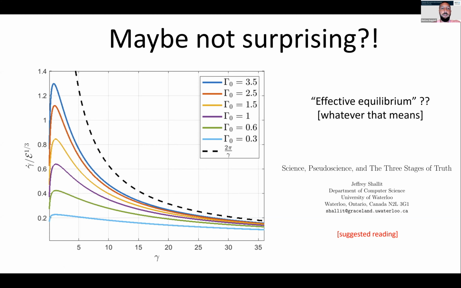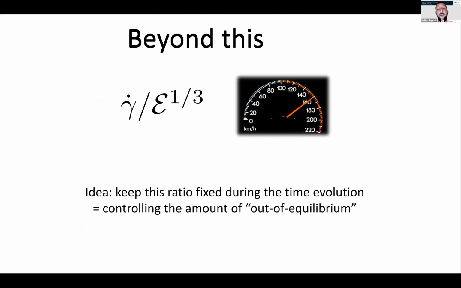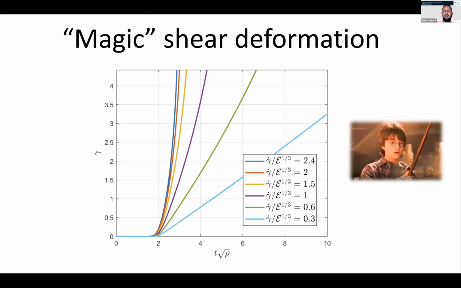And therefore, what we thought was, okay, can we modify our setup in a way that gamma dot divided by the energy density can be kept constant and large? In this way, we will be, without any doubt, far from equilibrium. So yes, of course, you can do it. You can use a different setup, which is what I call here the magic shear rate. And you can see how the shear depends on time. It's something that grows very fast with time.